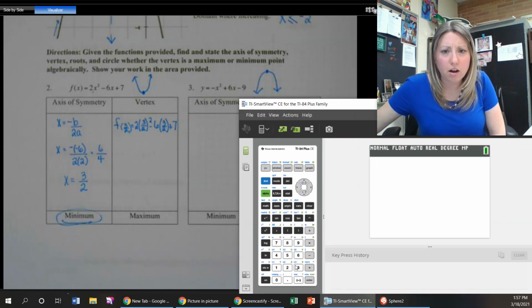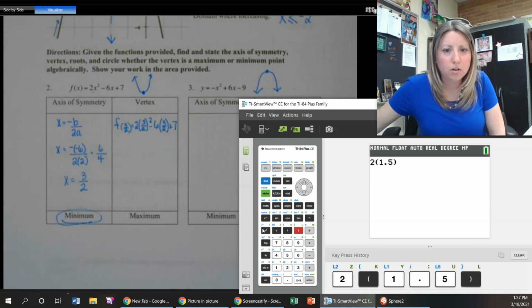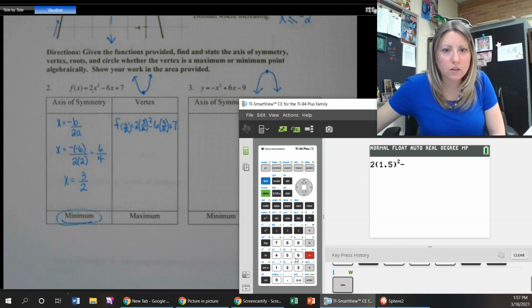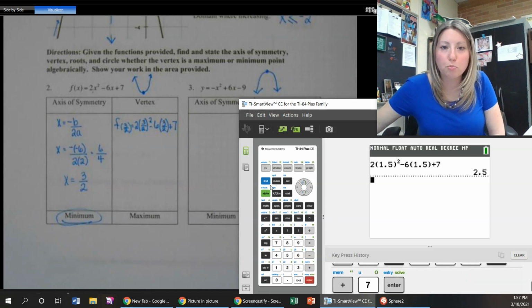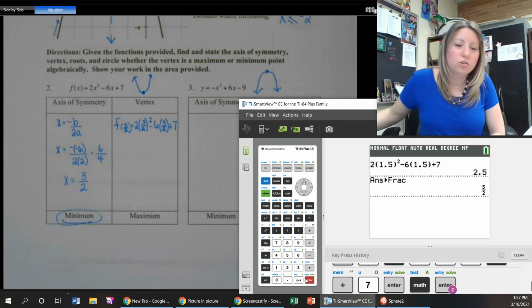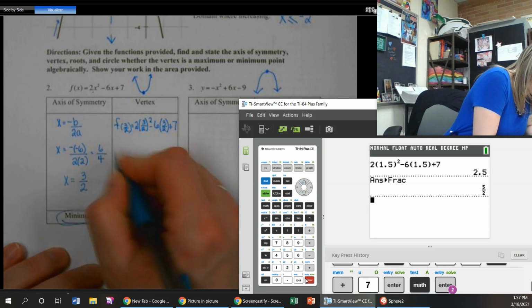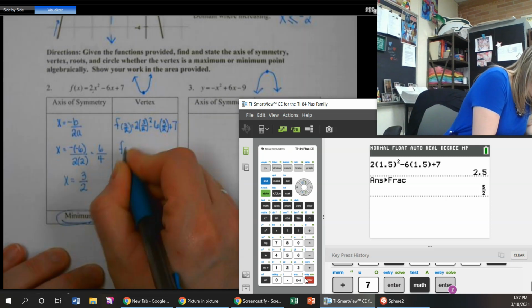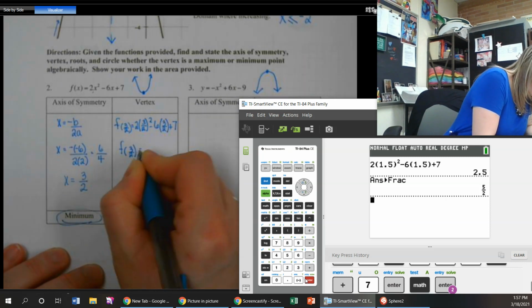Let's plug that in. 2 times 1.5 squared minus 6 times 1.5 and then plus 7 gives us what? 2.5. Let's do that as a fraction. Math, enter, enter. Turn that into 5/2. So f of 3/2 equals 5/2.